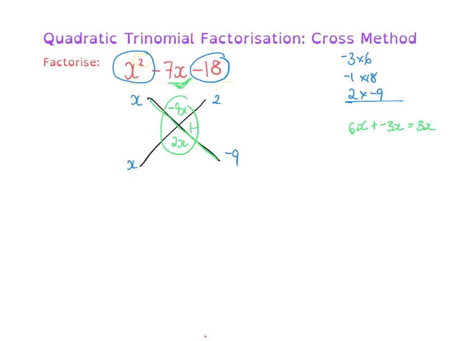If you add and you get the term in the middle, you then know that your brackets are across like that. So if we were factorizing this, it would be x plus 2 and x minus 9. All right.